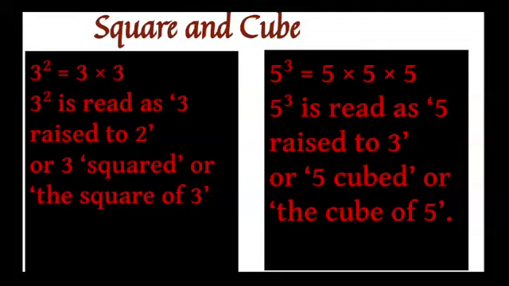Similarly, in case of cube, 5 raised to 3 is given, so that is the index form. The multiplication form is 5 into 5 into 5. 5 raised to 3 is read as 5 raised to 3 or 5 cubed or the cube of 5. Here 5 is the base and 3 is the index or the power or exponent.